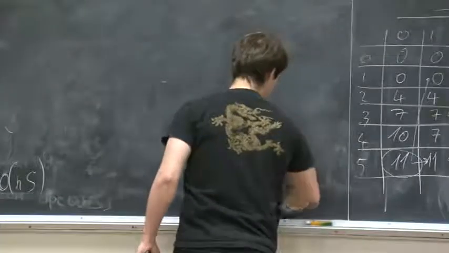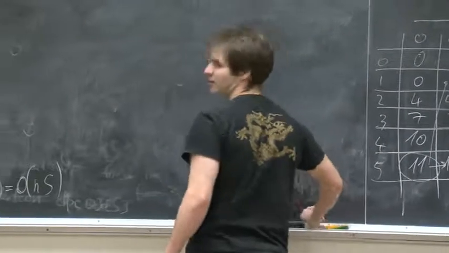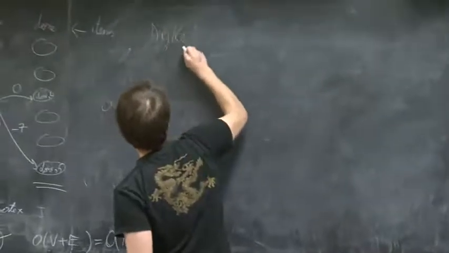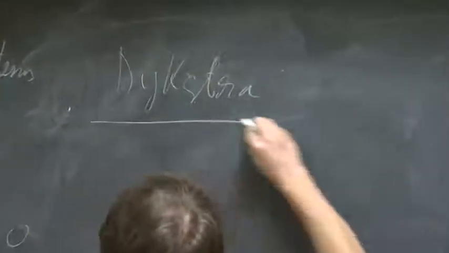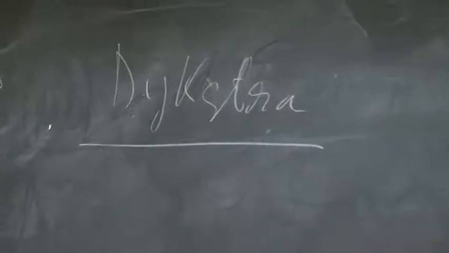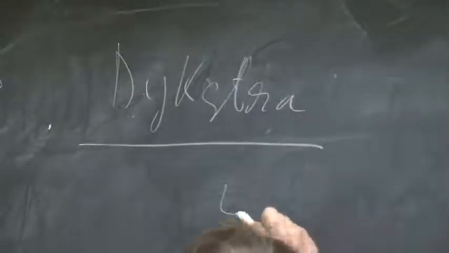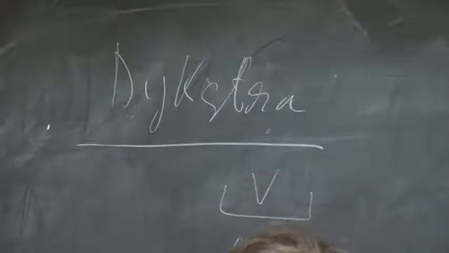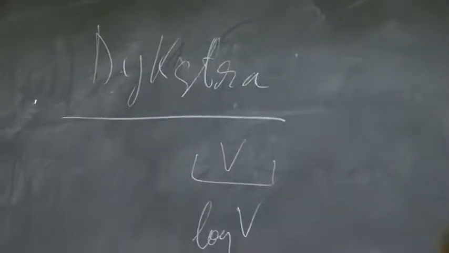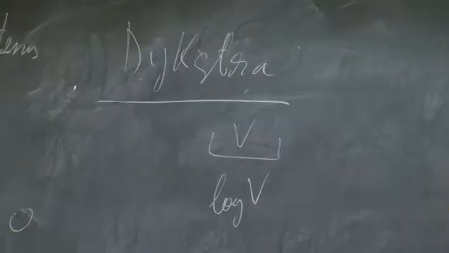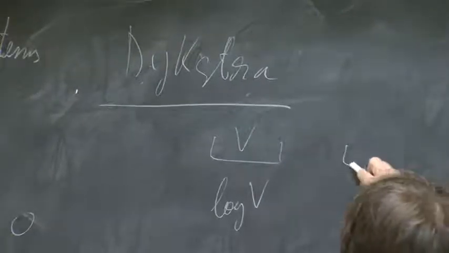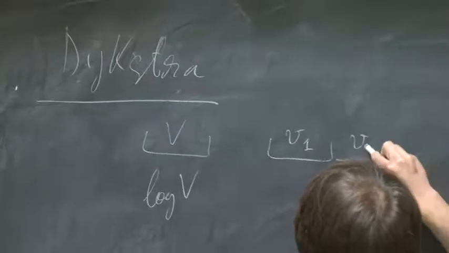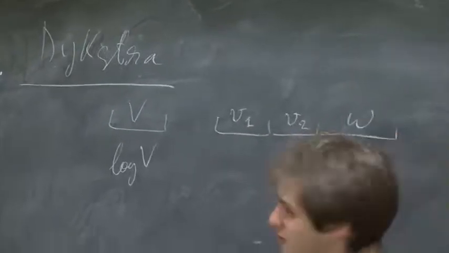Dijkstra. What's the input to Dijkstra? It's a graph, right? Nodes and edges. What does a graph look like? It's some number of nodes, so it's a single number. That's the number of nodes that has log V bits in it. And then for each edge, we have 3 numbers: first vertex, second vertex, and the weight.